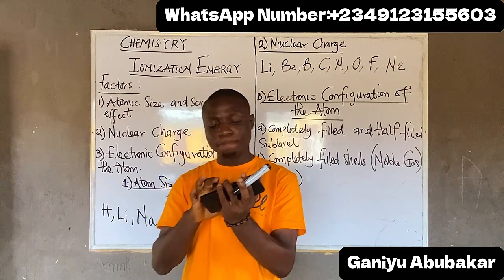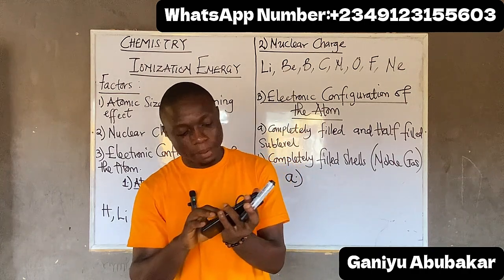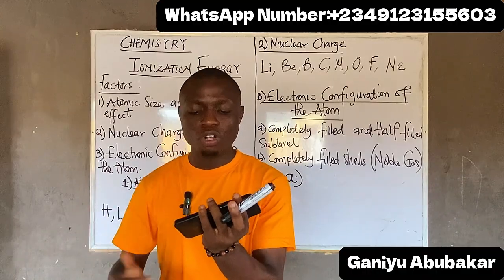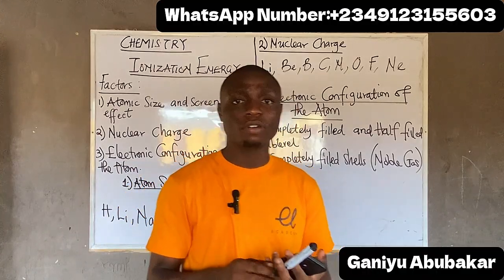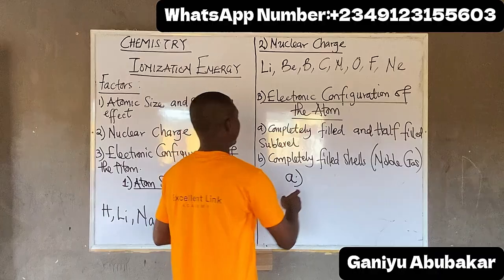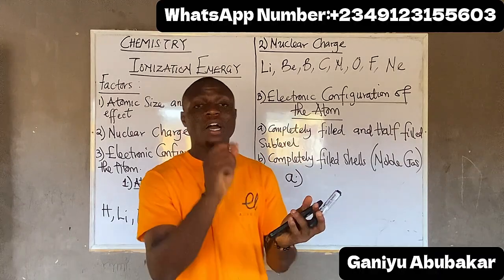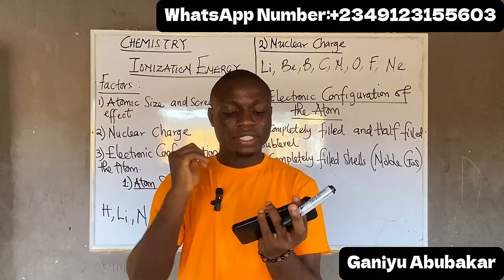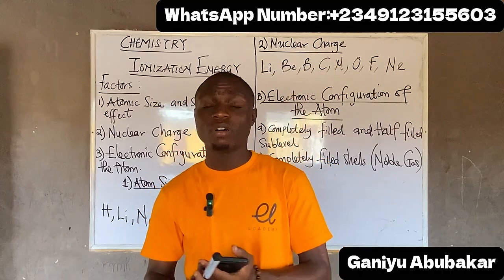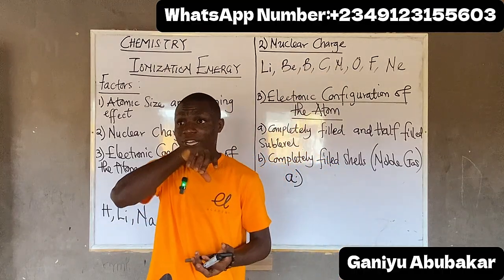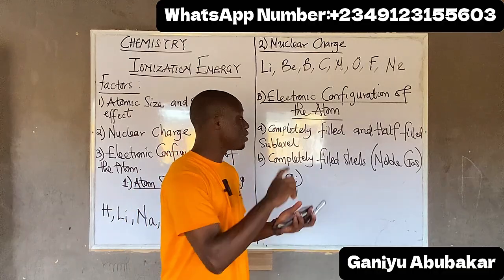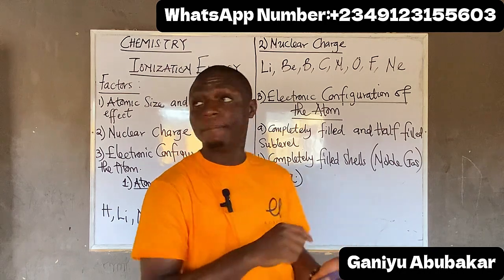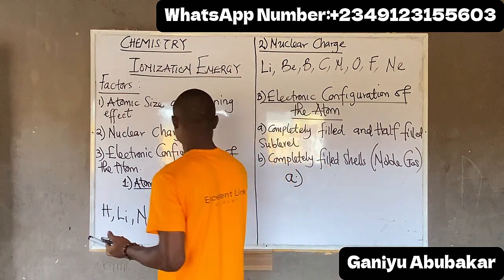As I said earlier, orbitals that are completely filled or half-filled, it is difficult to remove an electron from them. So that's the key thing to take from here: orbitals that are completely filled or half-filled, it is difficult to remove an electron from them. That's how you get to understand the first category on the third factor affecting IE.